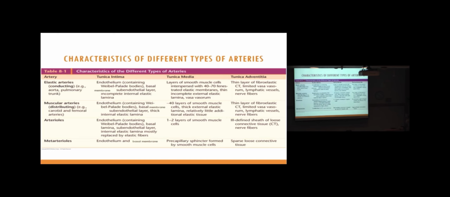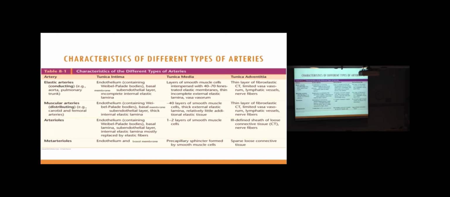The intima of muscular and elastic arteries looks fairly similar, except that on a muscular artery, there's this really thick layer on the outside of the intima called an internal elastic lamina, and we're going to see that. So this is one of the major things you're going to use to distinguish that. It also has a really thick layer on the outside of the media called an external elastic lamina.